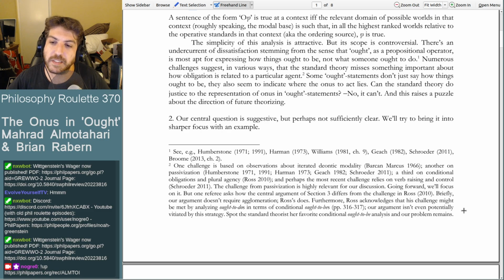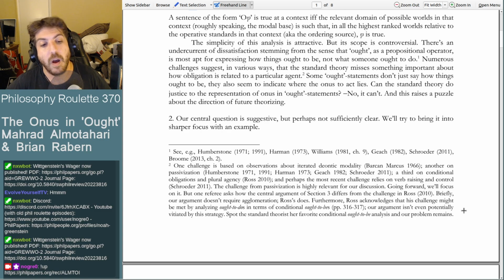Some ought statements don't just say how things ought to be. They also seem to indicate where the onus to act lies. Can the standard theory do justice to the representation of onus in ought statements? An author says, no, it can't. This raises a puzzle about the direction of future theorizing.